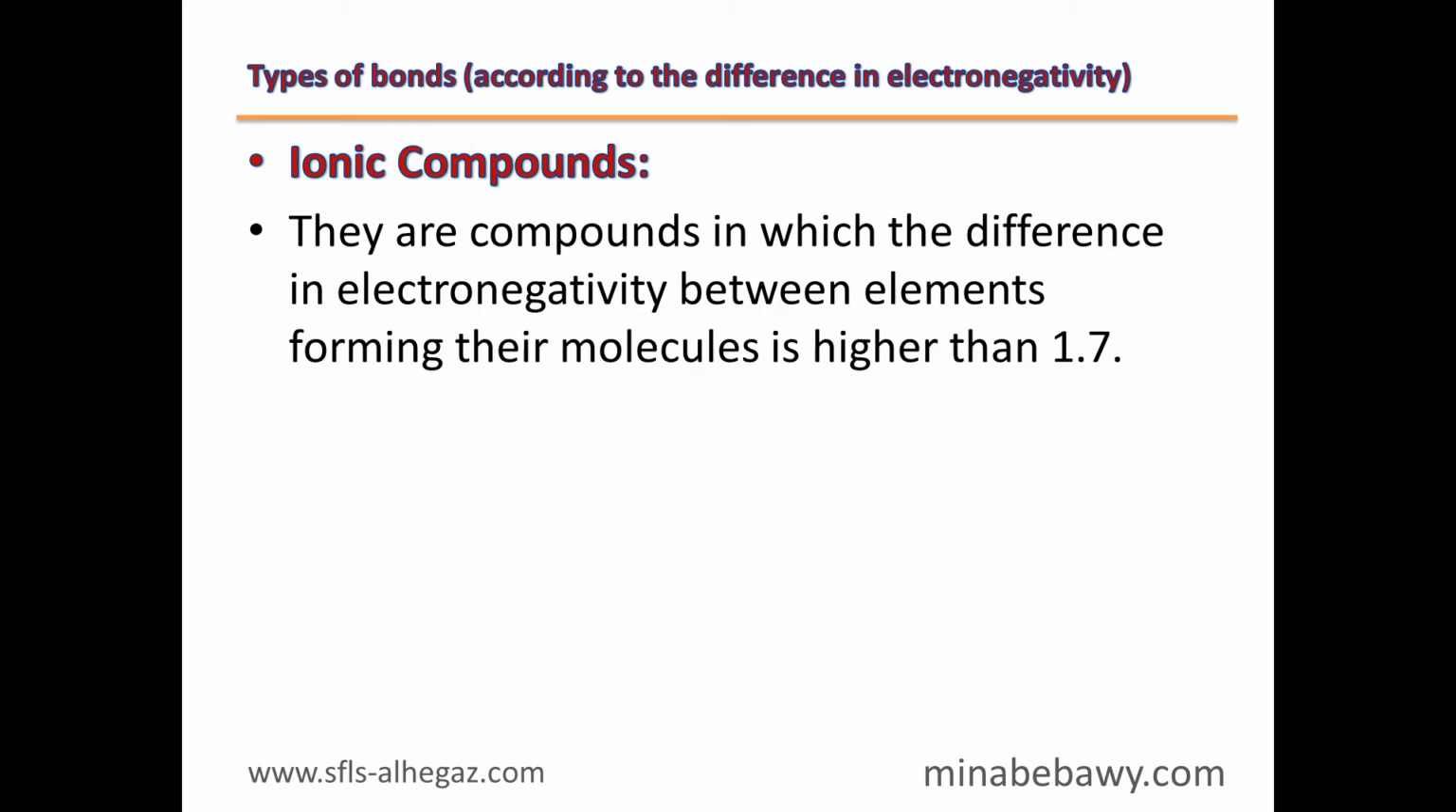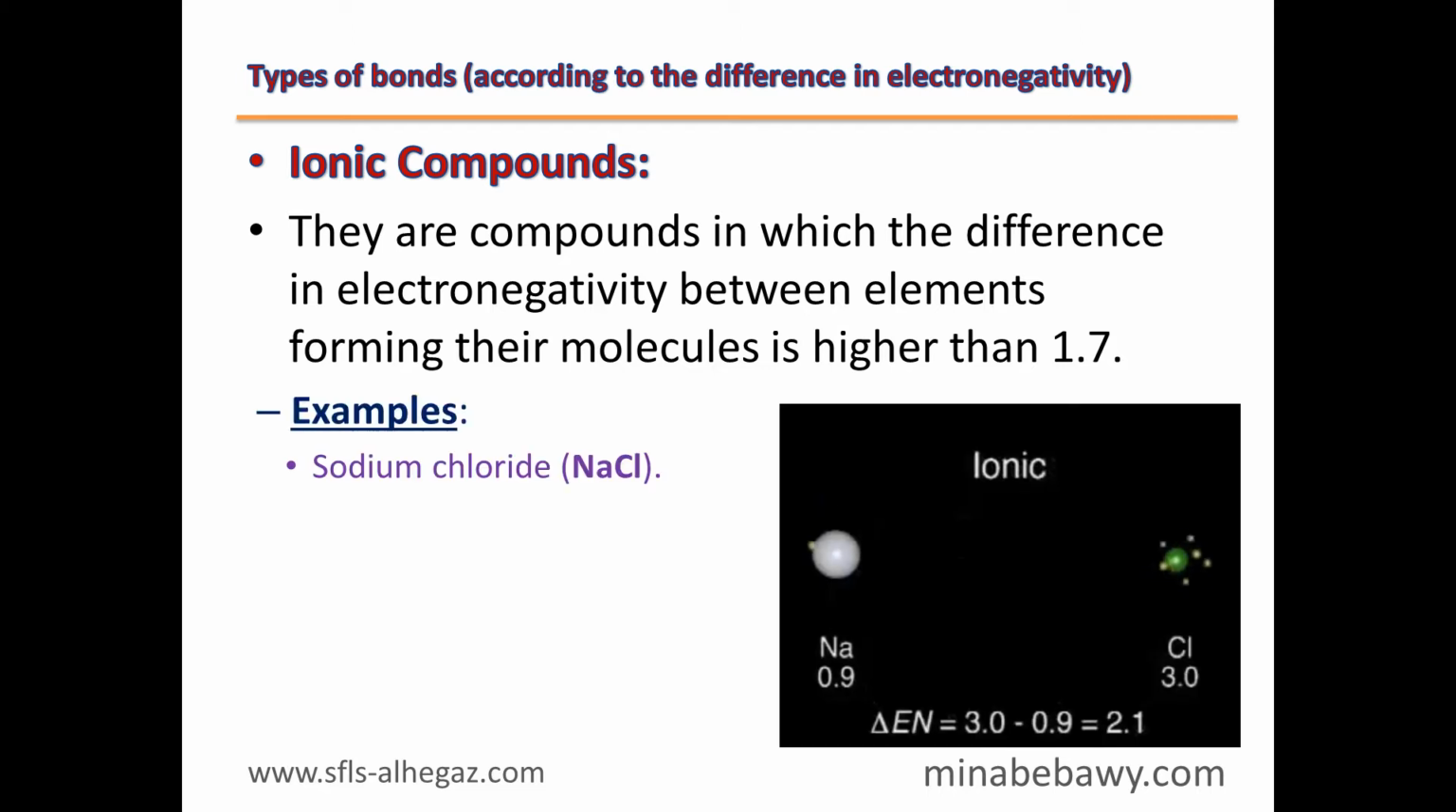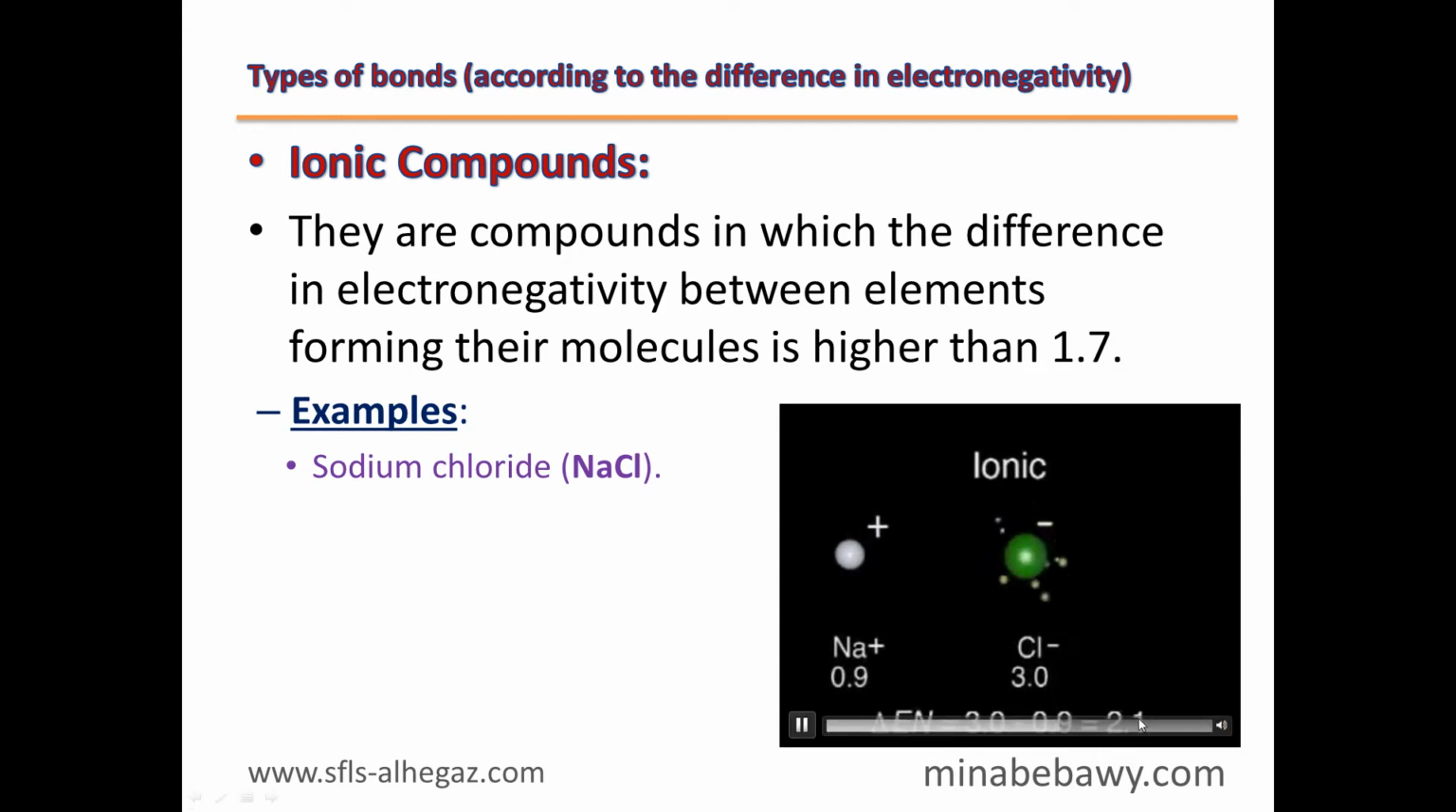Ionic compounds. They are compounds in which the difference in electronegativity between elements forming their molecules is higher than 1.7. Examples: sodium chloride. The difference between sodium and chlorine is 3 minus 0.9, which is equal to 2.1. 2.1 is more than 1.7, so the bond between chlorine and sodium is an ionic bond, and sodium chloride is an ionic compound.